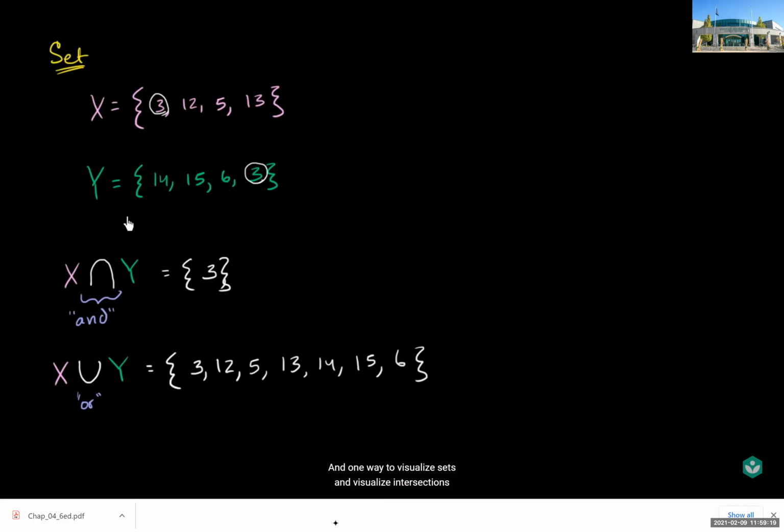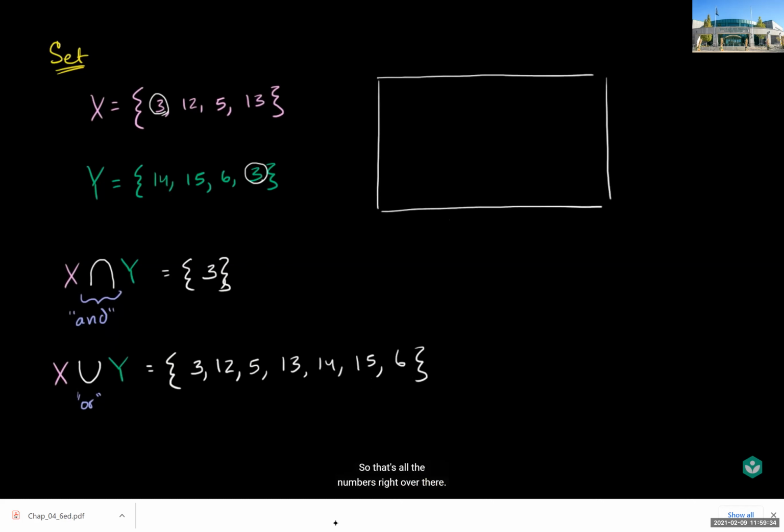And one way to visualize sets and visualize intersections and unions and more complicated things is using a Venn diagram. So let's say this whole box is, you could view that as the set of all numbers. So that's all the numbers right over there. We have set X, I'll just draw as a circle right over here. And I could even draw the elements of set X. So you have 3, 5, 12, and 13.